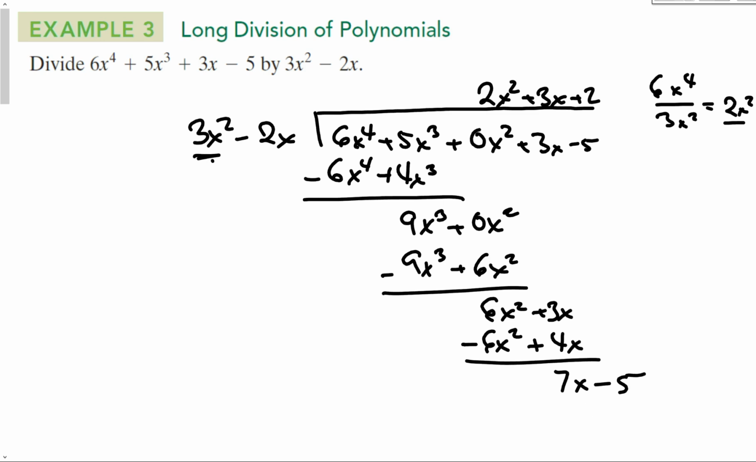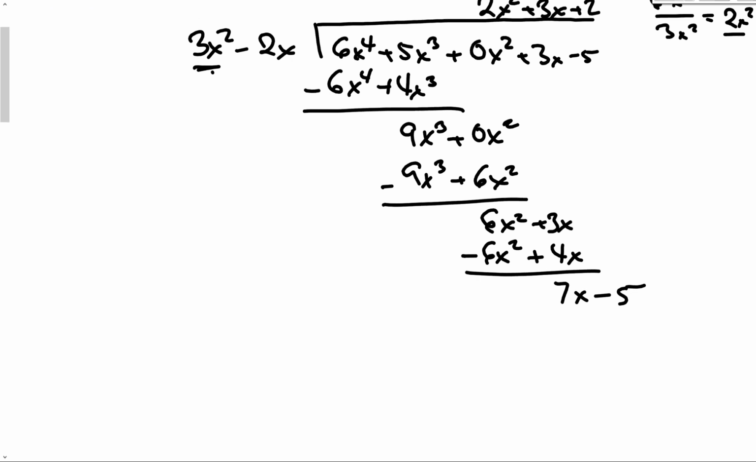The degree is too small, which means my answer becomes 2x squared plus 3x plus 2 plus the remainder divided by the divisor. So that's 7x minus 5 over 3x squared minus 2x. And that's as simplified as it gets.